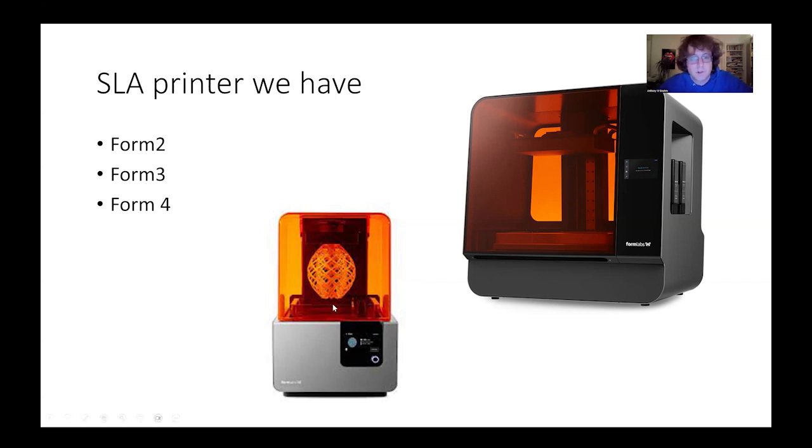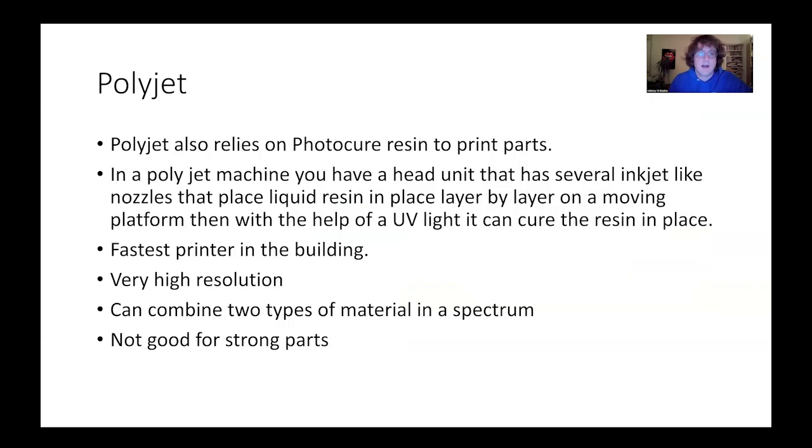Again, our Form 2 and Form 3. Form 2 is the smaller guy here. Our Form 2 and Form 3 are true SLA printers, meaning they have a laser head in them. But our Form 4 has an LCD display, basically a screen that has really high resolution. I think it's an 8K resolution screen, and it can cure in very specific spots where it needs to be. So yeah, cool capabilities.